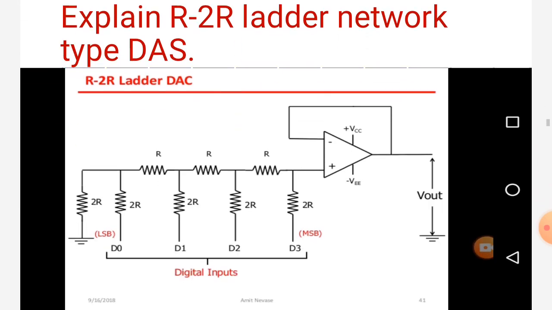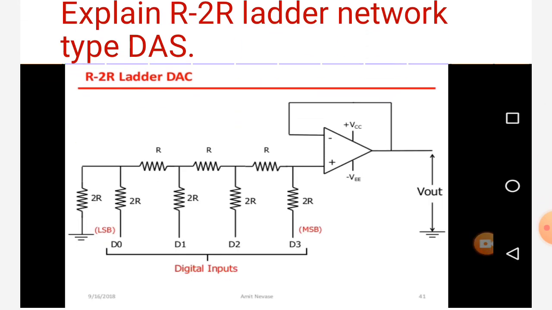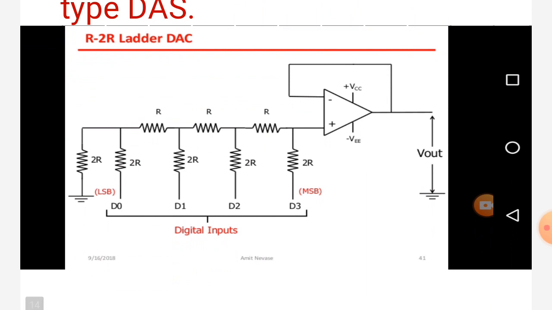Next, explain the R to 2R ladder network type DAC. Here in the circuit you can see only R and 2R value resistors, connected to the op-amp, with the inverting terminal fed back through the feedback resistor RF. D0, D1, D2, D3 are digital or binary inputs. D0 is LSB, D3 is MSB.